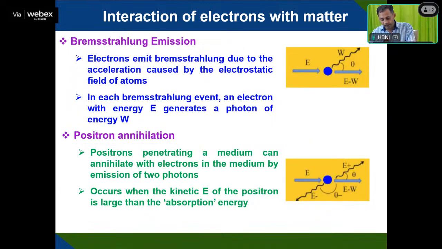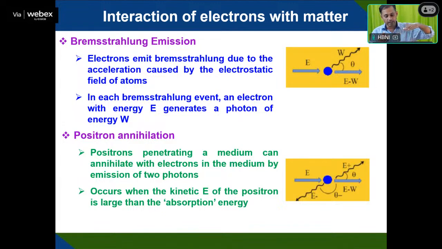In addition to the elastic and inelastic interactions, other interactions of the electron in the material also occur. There is a background radiation, which is called Bremsstrahlung emission. The electron beam emits background radiation due to the acceleration caused by the electrostatic field of the atom. Like if an electron is coming close to the nucleus, there is a Coulombic interaction.